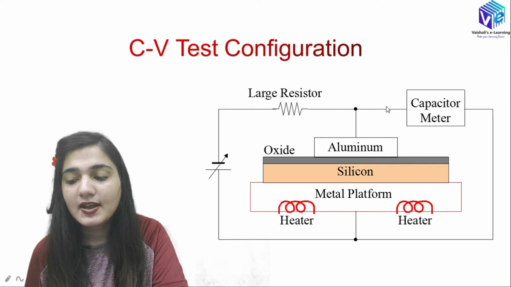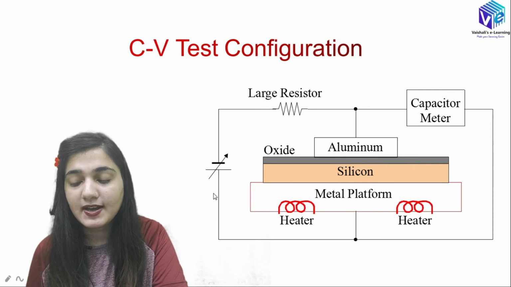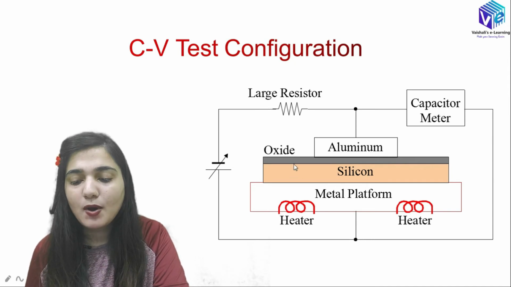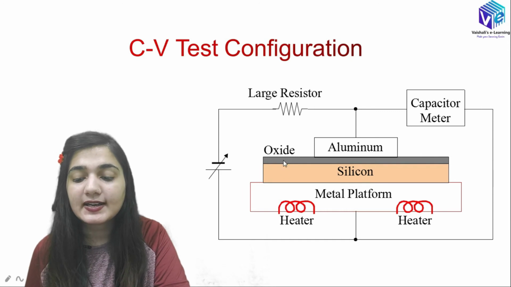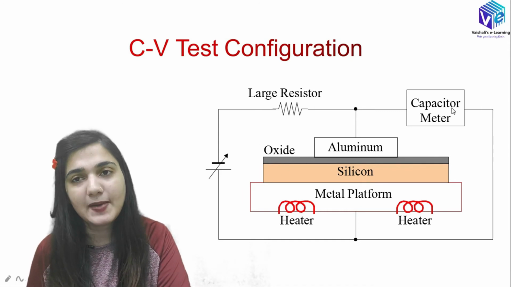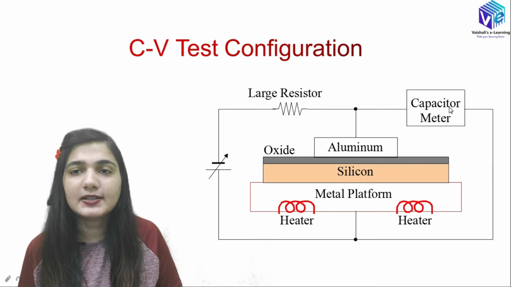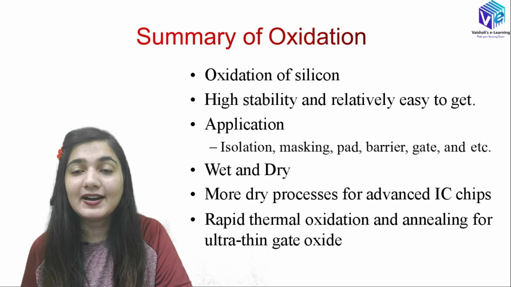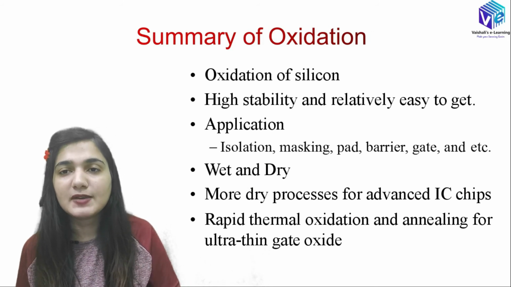Now this capacitance meter will give me the value of capacitance for the particular voltage. This capacitance value will differ for different oxides. So this is how I can measure various characteristics associated with the dielectric film with the help of the capacitance value. I can measure the leakage current as well, and this is how I understand the various oxidation measurements.